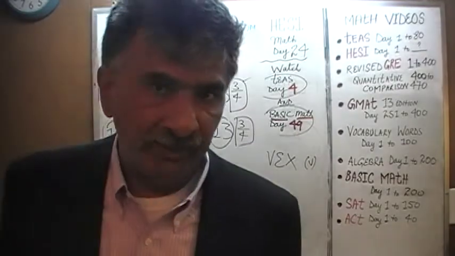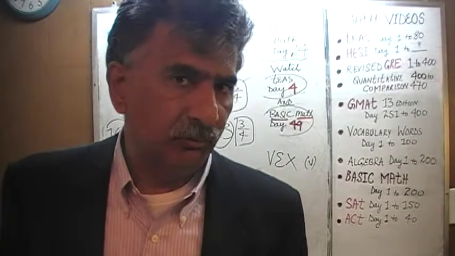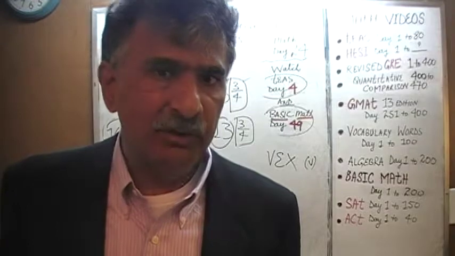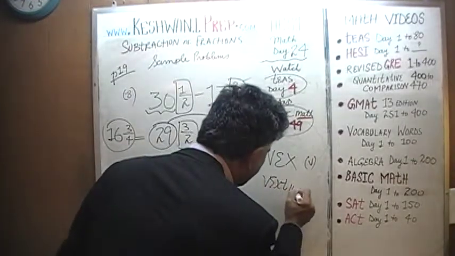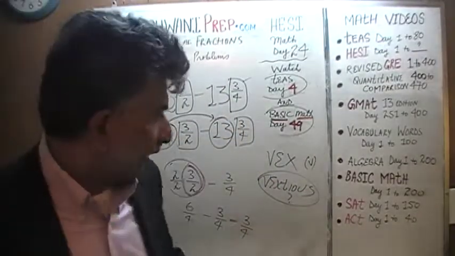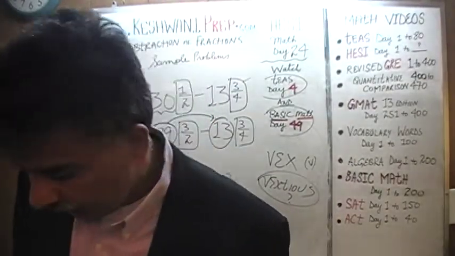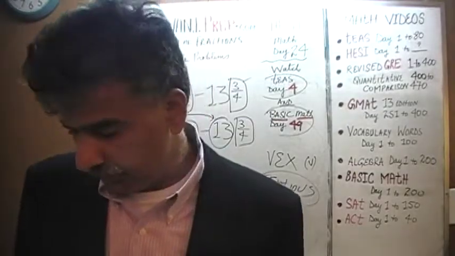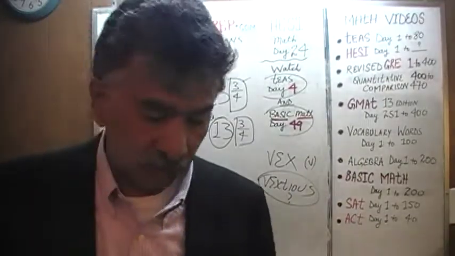What's the adjective of vex? The adjective of vex is something that vexes one. Something that vexes one is said to be vexatious. I'm not sure about the spelling. Vexatious. We'll cover this word in our vocabulary video soon. Since it came up, I will make sure that we cover it in our vocabulary video in the near future. There were supposed to be 100 vocabulary videos. So far, I'm at 75. So we'll cover it in the future.